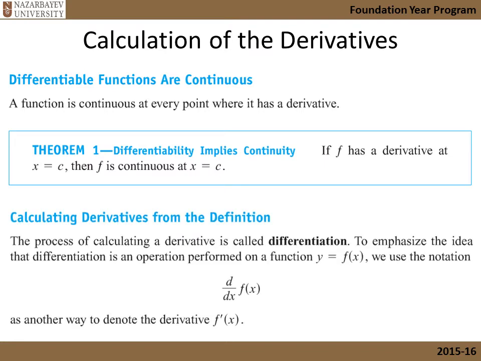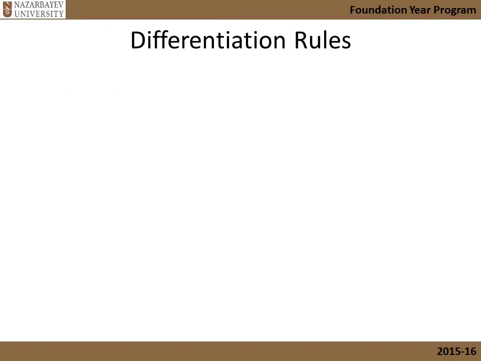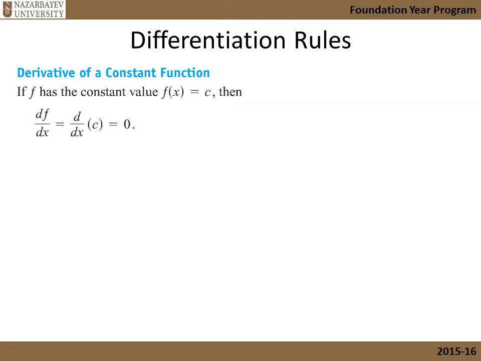For the calculation, we can have the following notation. We can write df of x over dx, or df of x by dx, or we can write f prime of x. Let's look at the differentiation rules. Derivative of a constant function. If our function f is a constant, then the derivative of a constant equals 0.